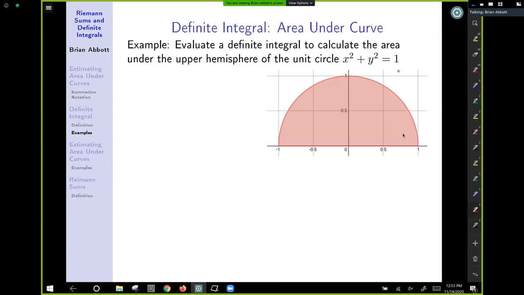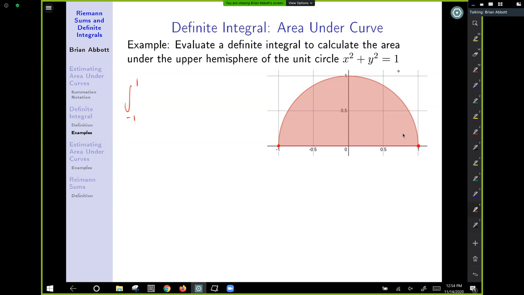Well, I can see from my picture that my limits of integration, and some people call these bounds of integration, are going to be from negative 1 to 1. The smaller number is always on the bottom and the bigger number is always on the top. Unless you want to switch them, and there's a property that we'll deal with later. But typically we do it this way.